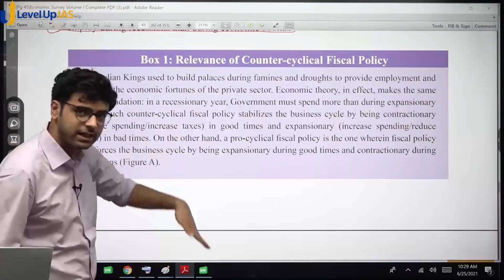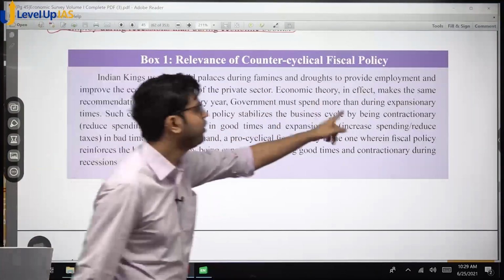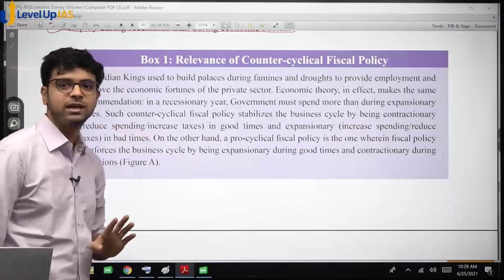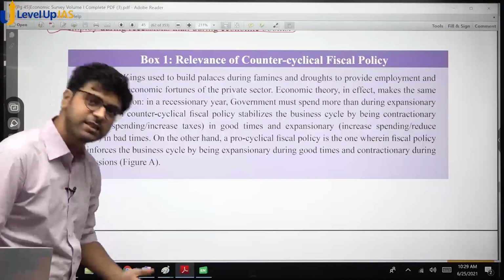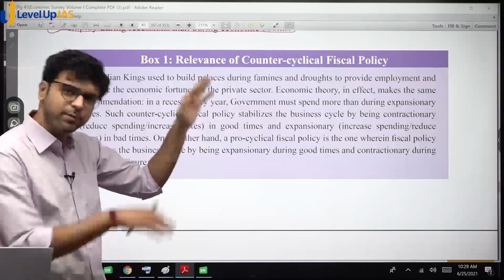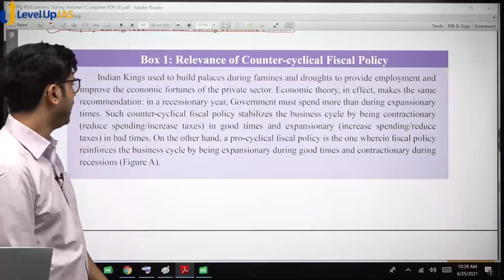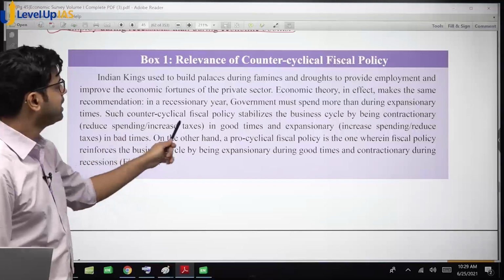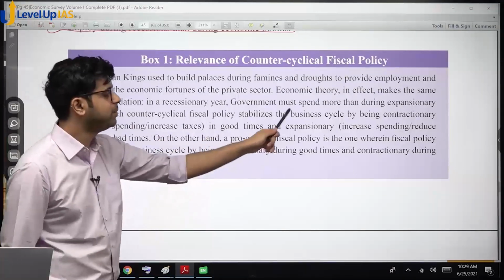Economic theory in effect makes the same recommendation. In a recessionary year, government must spend more than during the expansionary times. Yes or no? In a recessionary phase, government should start spending, and in expansionary times, government should reduce spending, right? Such counter-cyclical fiscal policy stabilizes the business cycle.